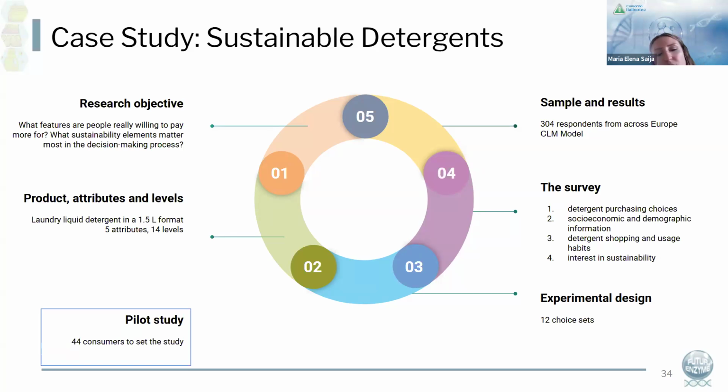The survey included not only the choice related to detergent, but also a section aimed at collecting information about the characteristic of the sample, with a focus on social, demographic, and economic aspect, as well as shopping and product usage habits, and also attitudes and belief towards sustainability. These factors are very important because they can significantly influence their responses and the results, as I will explain you later.